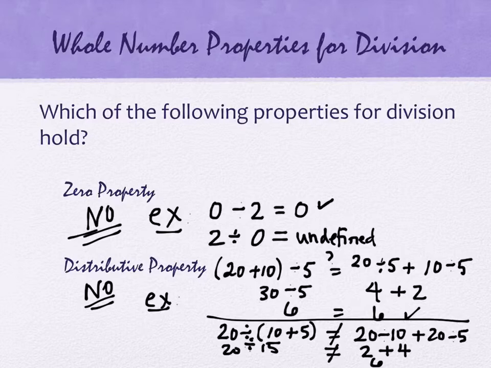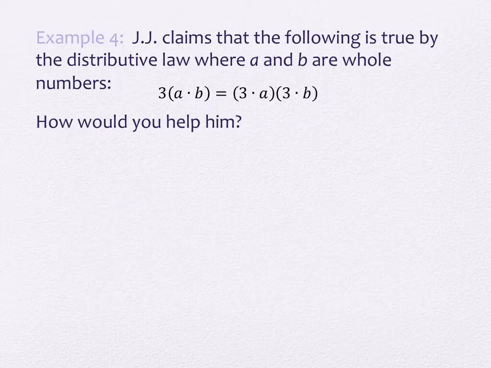All right, we have one more example problem that we're going to take a look at, example number 4. JJ claims the following is true by the distributive law, where A and B are whole numbers. So his claim is that 3 times A times B is equal to 3 times A times 3 times B. And the question is, how would you help him? So there's several things to be aware of. If we were in class, I would help me develop some of these. One issue that you would likely come up with is that distribution is not all of the same property.